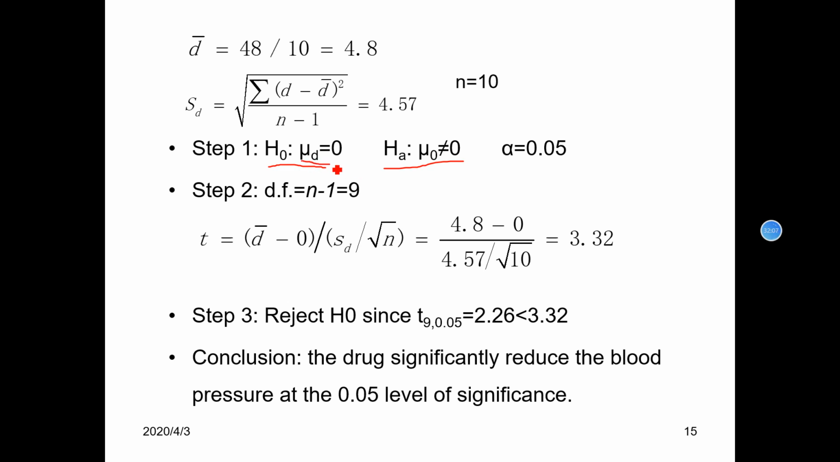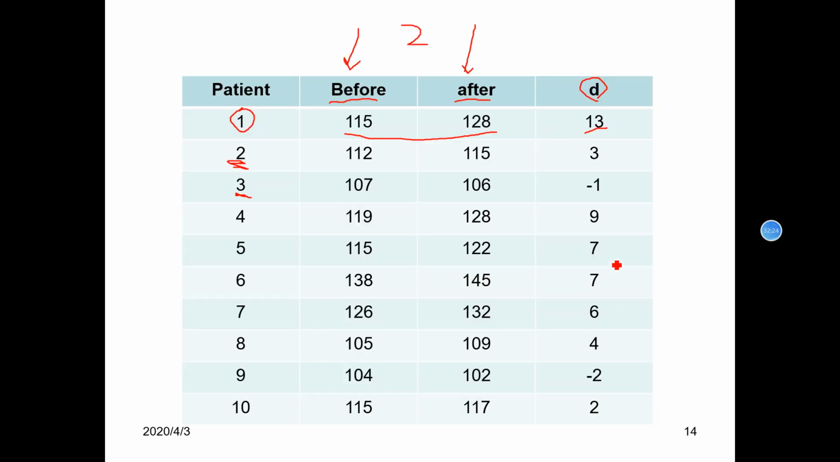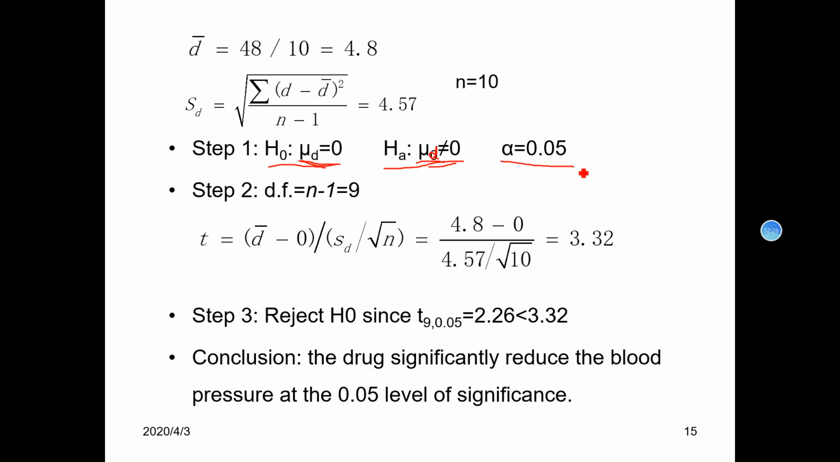We can find here is mu d equals to 0 and mu d is not equal to 0. Mu d means the population mean of the difference, what we calculated in the last column. And alpha is still 0.05. This is the step 1.